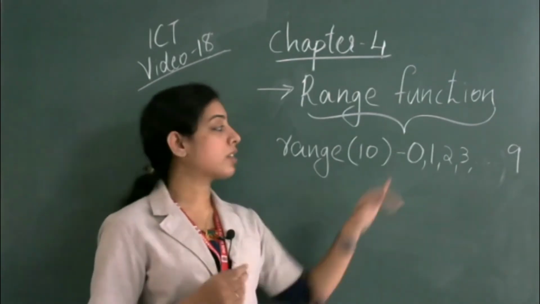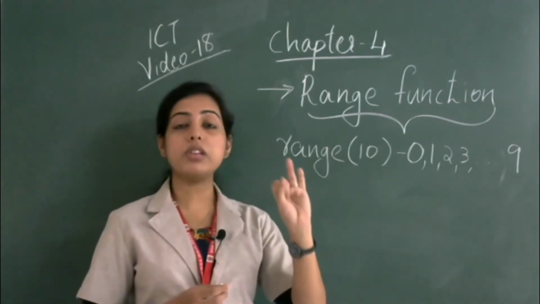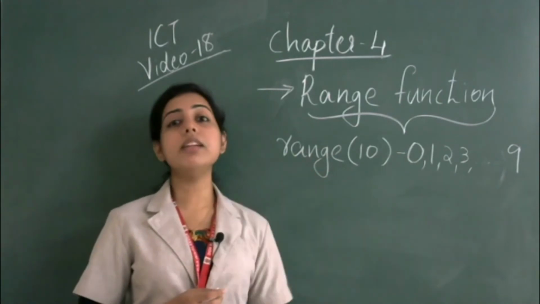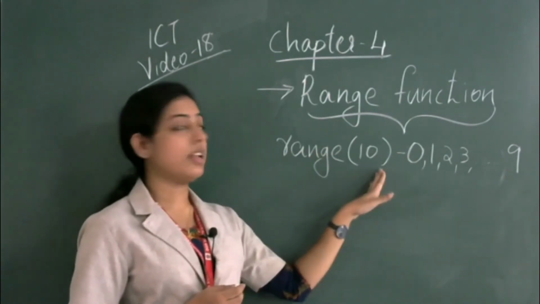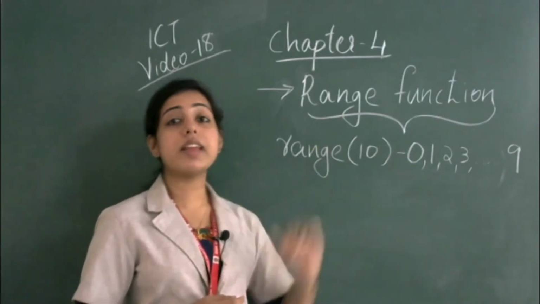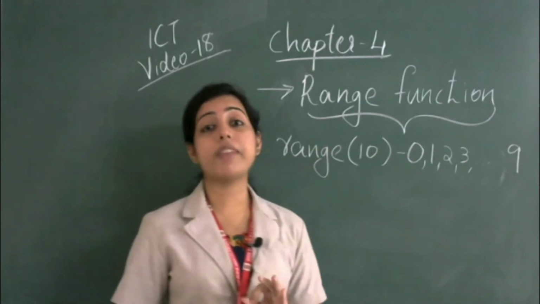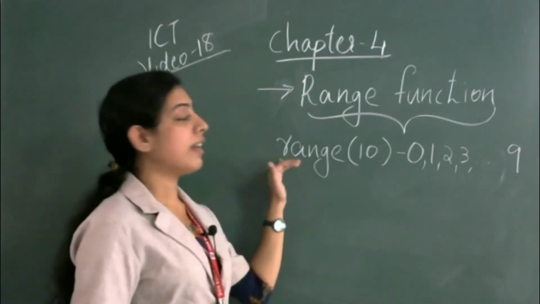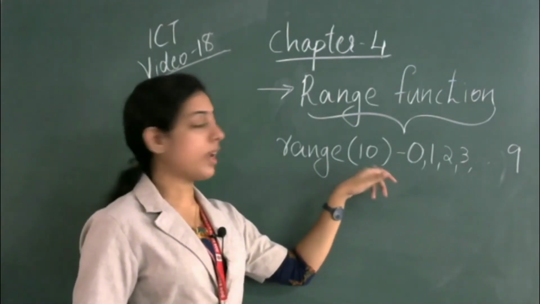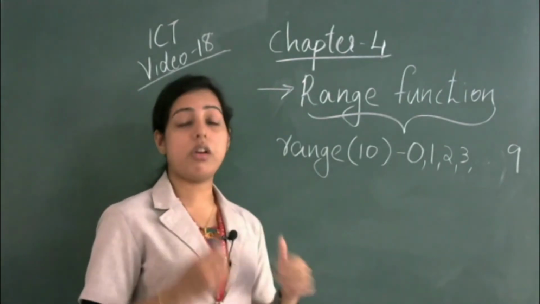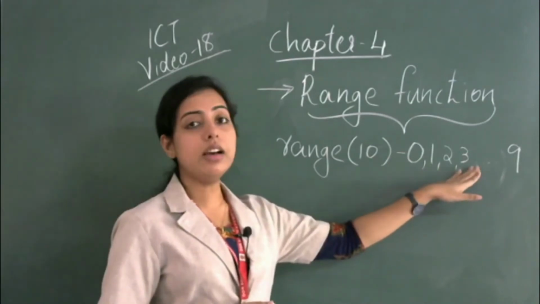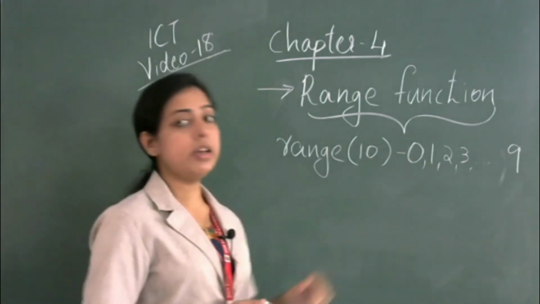If it is counting from 0, 0, 1, 2, 3, 4, then 5, 6, 7, 8, 9. So 10 numbers. That is range of 10. The starting value will be 0. In this range function, 3 types of categories are there. The first category is specifying a single limit. This is what is known as the limit or range. Up to this number, we get the corresponding numbers starting from 0.